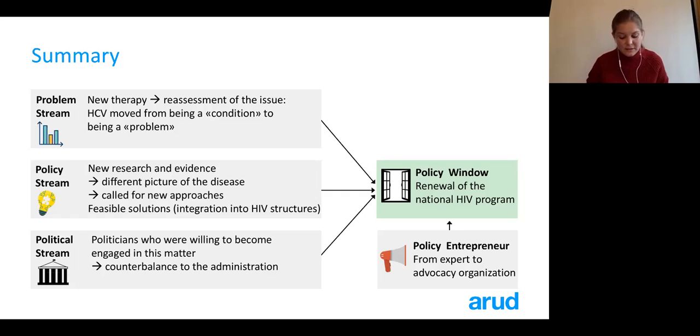And a decisive point was that CEPHEP, or Swiss Hepatitis, which until then had mainly acted as a consulting and expert organization, became an organization that was broadly committed to the public health aspects of hepatitis and also reached the general public and the politicians through media work and meetings with health policymakers. So Swiss Hepatitis was able to bring these three streams together and to use the policy window that opened up. Because when the renewal of the national HIV program came up, the policy entrepreneur saw this opportunity and was ready to seize it.